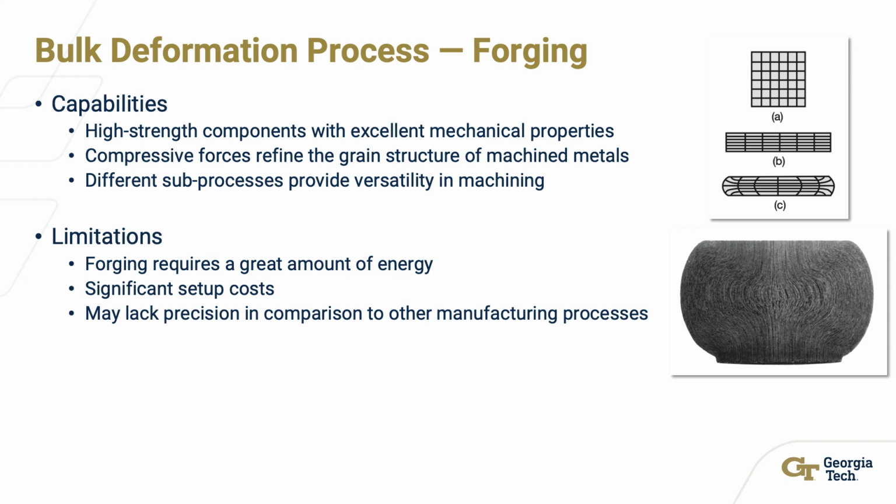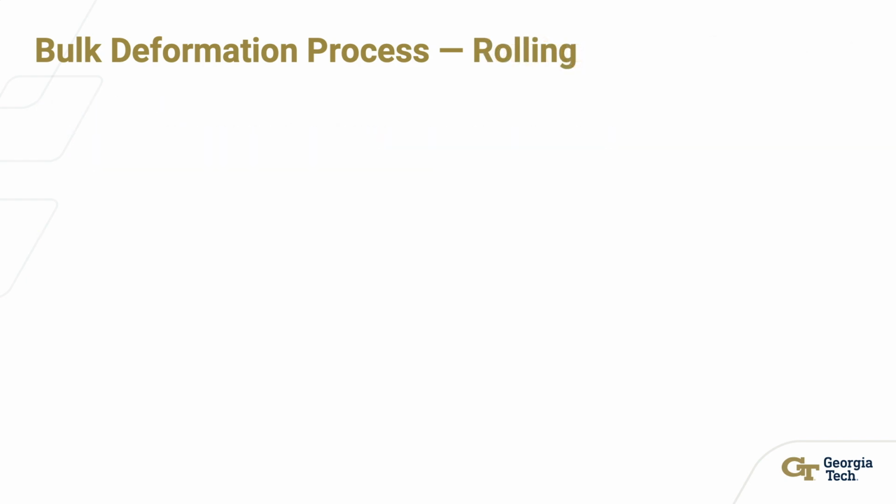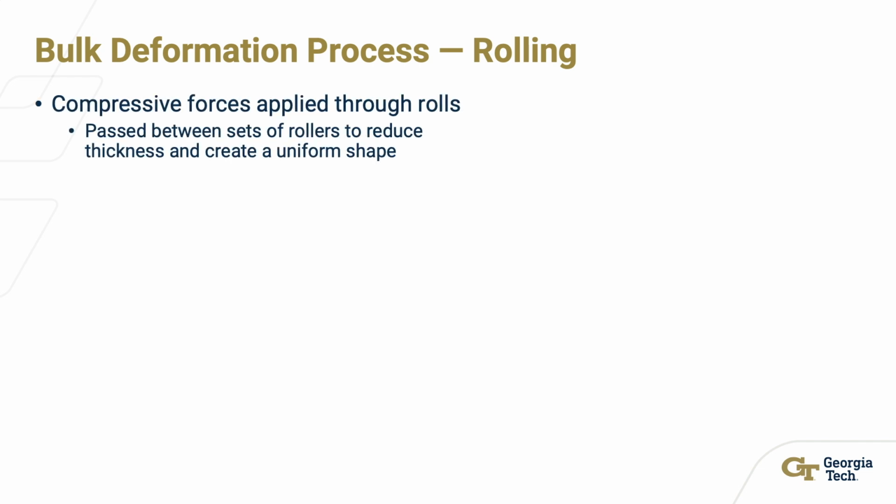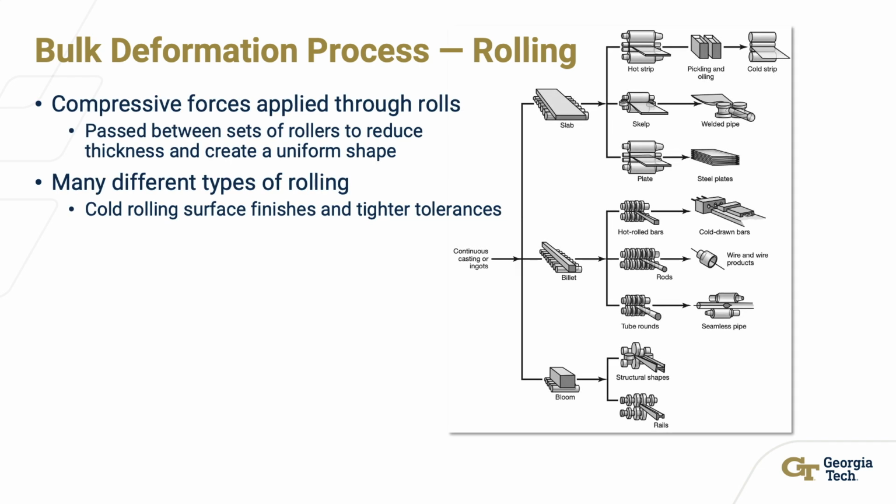Rolling is the process of reducing the thickness or changing the cross-section of a long workpiece by compressive forces applied through a set of rolls, passing metal between rollers to reduce thickness and achieve a uniform shape. Rolling accounts for about 90% of all metals produced by metalworking operations, for manufacturing sheets, plates, and structural steel components.